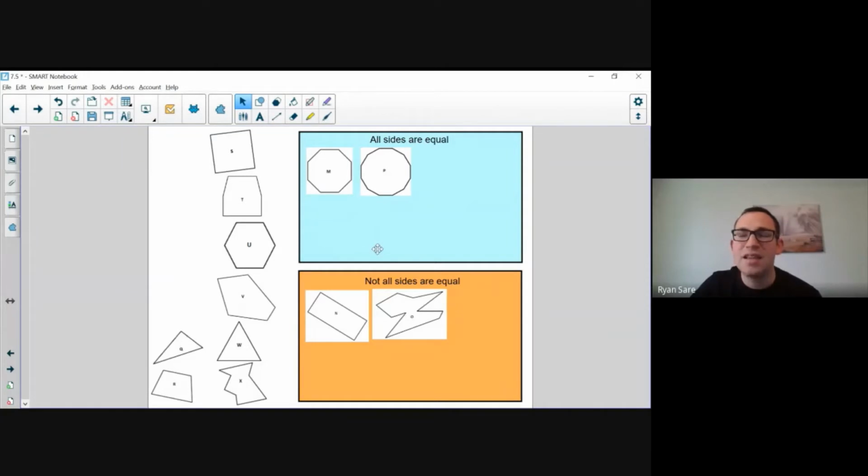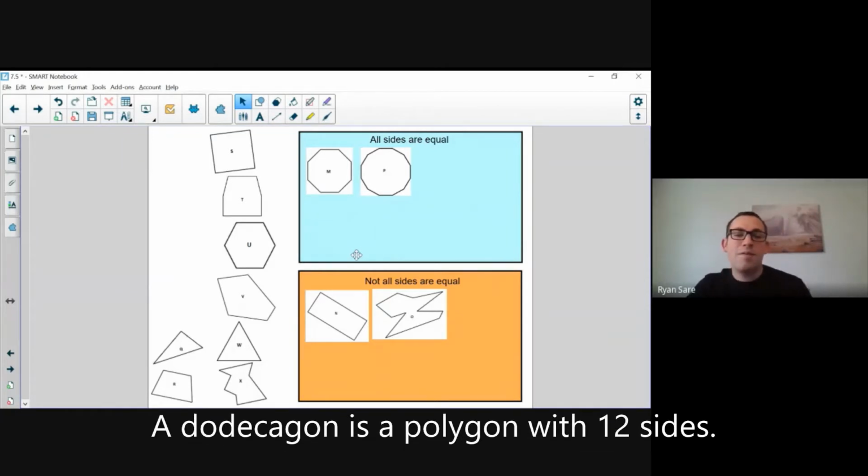And in this case, I wish I remembered off the top of my head what the root word for 12 was. But this is a regular decagon, and we'll look for some more regular shapes later. It just means that all the sides are the same length and all the angles are the same. Let's look at Q. Are all the sides equal?